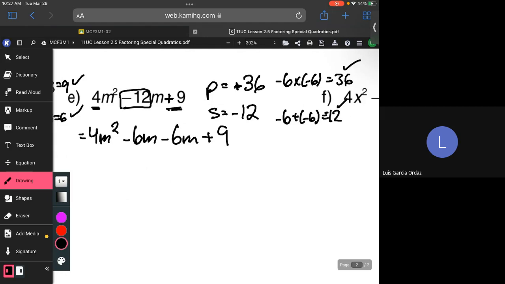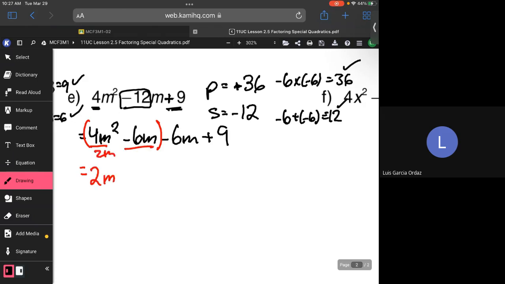So let's take a look at both of our first terms. What is the greatest common factor between 4m squared and negative 6m? Olivia. Which means we're dividing both of these by 2m. So what's left in my bracket? So 4 divided by 2 is what? 2, and m squared divided by m. And then 6m divided by 2m is negative what? 3.